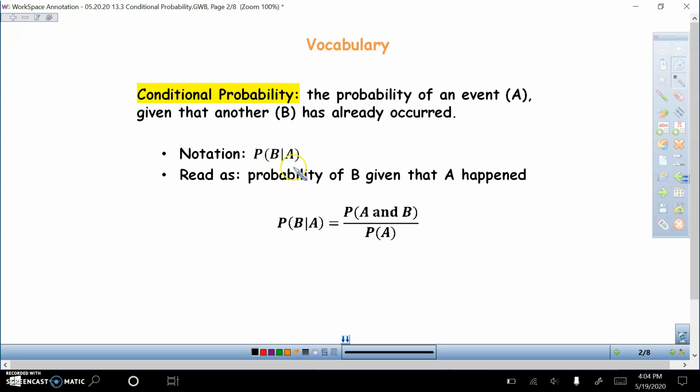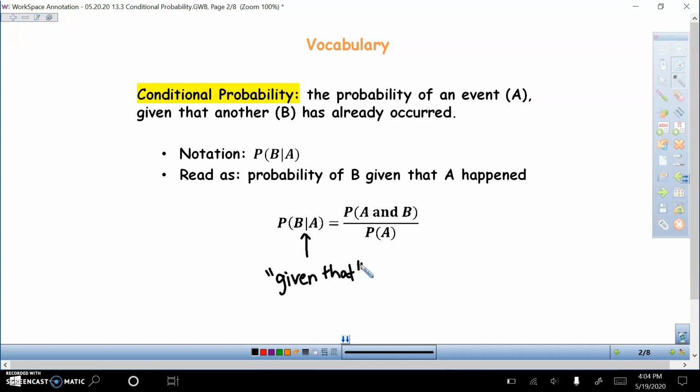So we use this notation here. You'll notice we have that vertical line. We read this as the probability of event B given that event A has happened. So that vertical line means given that. If you see this in other contexts, sometimes it can mean given that, sometimes it'll also mean such that. It says the same thing mathematically.